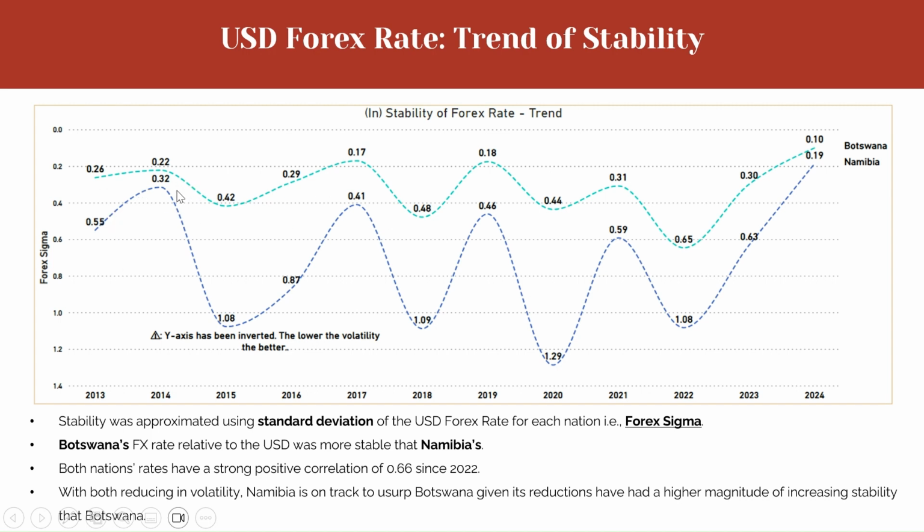There's been times, of course, there's been near misses like 2014. And you can even see at 2024, they're kind of close to each other here, 0.1, 0.19. So both are currently reducing in their volatility, but just based on the magnitude between, like for example, you've got 0.3, 0.1, and 0.63 and 0.19. We can see that Namibia is on track to usurp Botswana because of just the magnitude in the reduction compared to what's happening for the Botswana currency here. So even though Botswana is our current cardinal and Namibia is our silent contender, here we have a case where the silent contender might usurp the cardinal.